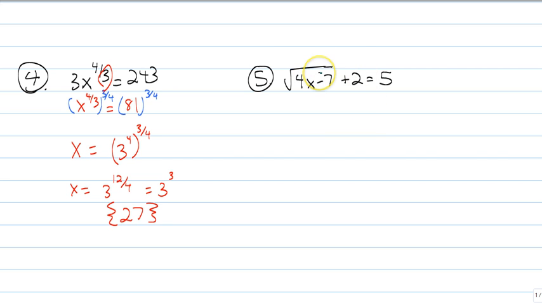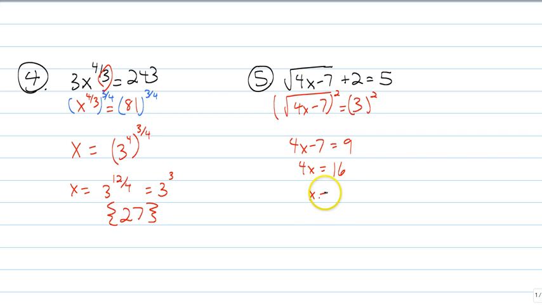Alright, and finally the last one. We have to isolate the square root. So move the 2 over. We have the square root of 4x minus 7 equals 3. Square both sides to undo the square root, because square root is 1/2. And you get 4x minus 7 is equal to 9. 4x is equal to 16. x is equal to 4.